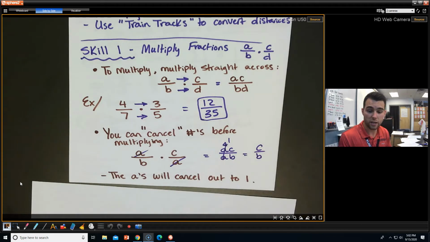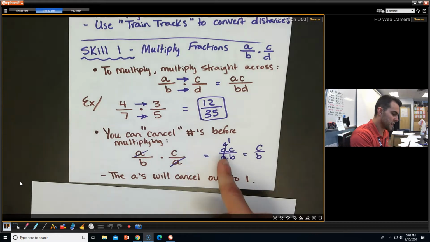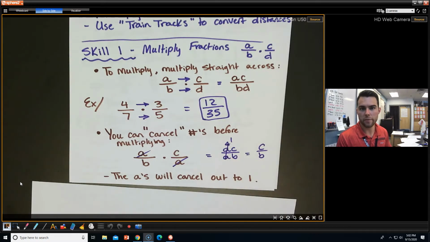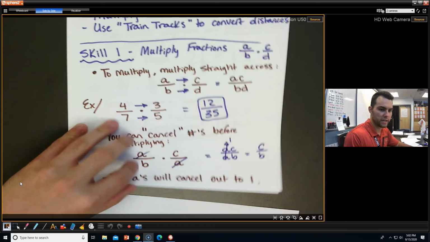The A's will cancel out to 1. 1 times C over B is still C over B, okay? So that's what I mean by canceling out. They're just going to 1. All right? So let's see a quick example of this.